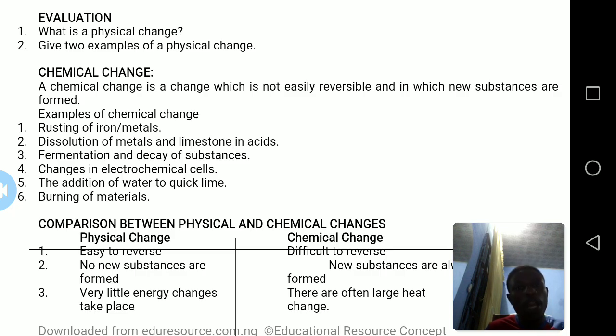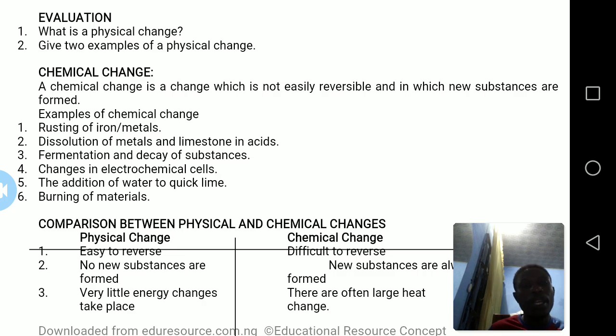All right. Number two is dissolution of metals and limestone in acid. Limestones are actually stones, solid. So when you mix them with acid, they can give a new substance, and it will be difficult for you to change it back again to what it used to be.